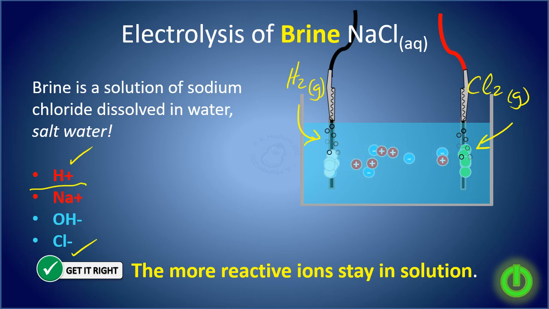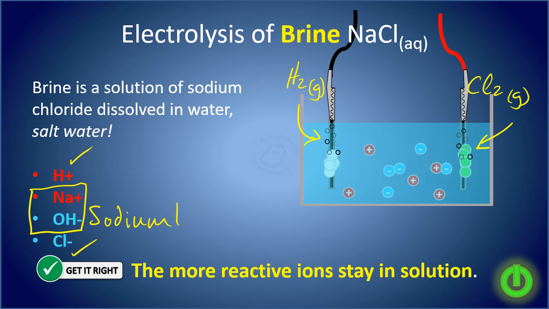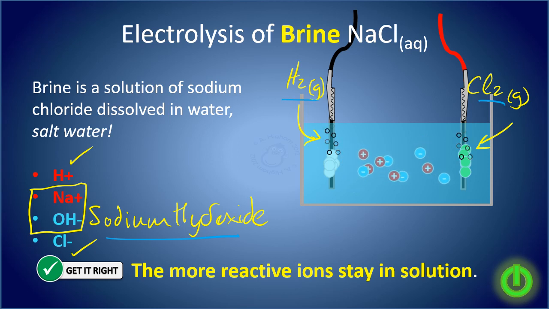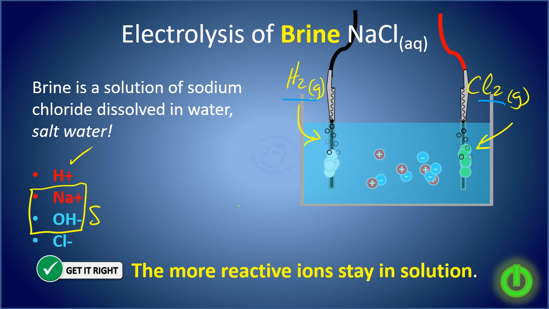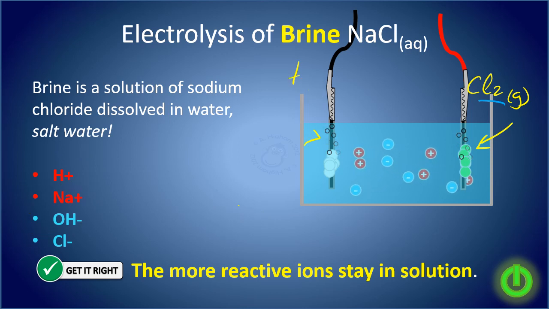So what we're left with in solution is sodium hydroxide. And sodium hydroxide is our third product, because we have already the hydrogen gas, the chlorine gas, and now we've got our sodium hydroxide in solution. So I'm going to get rid of these annotations and we'll have a quick look and see what happens.